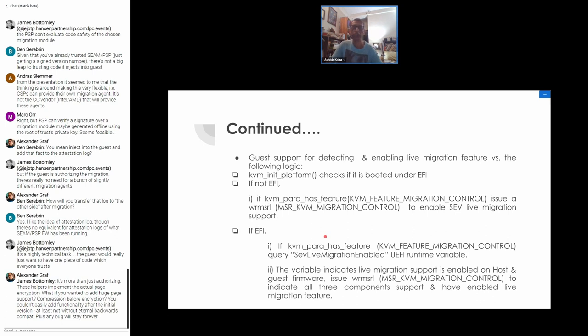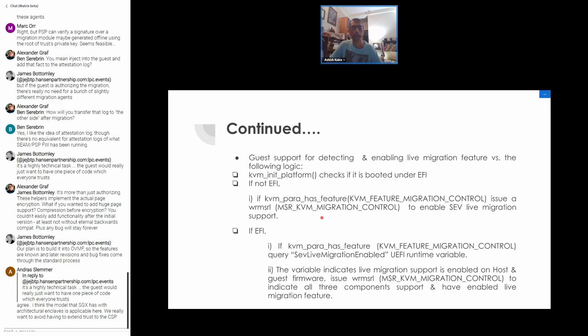This is a three-way handshake between the guest kernel, the host user side (QEMU), the host KVM side, and the OVMF portion. The host enables the migration feature, and then OVMF detects it and sets up a UEFI runtime variable for it. The guest kernel, at KVM initialization in the init platform part, checks if it's under EFI and accordingly checks for the UEFI variable support. Then we have a custom MSR, which indicates that the guest has enabled the live migration feature.